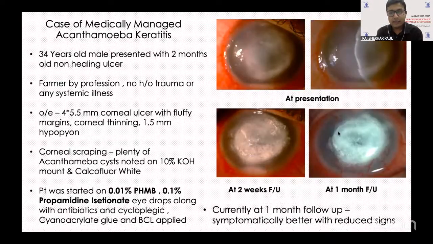This is the case. This is a case of a 34-year-old male presenting with a non-healing ulcer, and it was managed medically. The patient was started on 0.01% PHMB. We can use 0.02% also, along with 0.1% propamidine, and along with tissue adhesive and BCL. At 1 month follow-up, the patient is doing well.